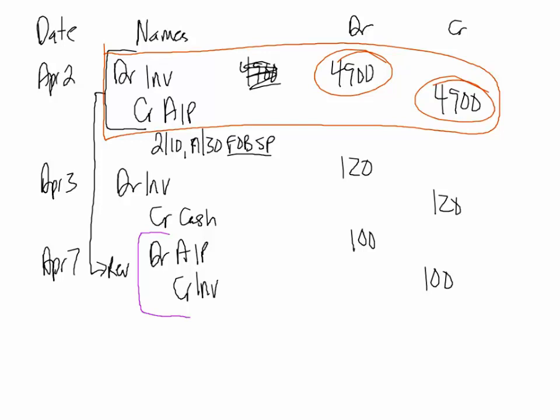A quantity price discount or a purchase discount, that's already reflected in the $4,900 when we record it when it's purchased. So there is no separate quantity price discount account. Whenever we buy something, we put it at whatever price we bought it for after the quantity discount or anything like that.